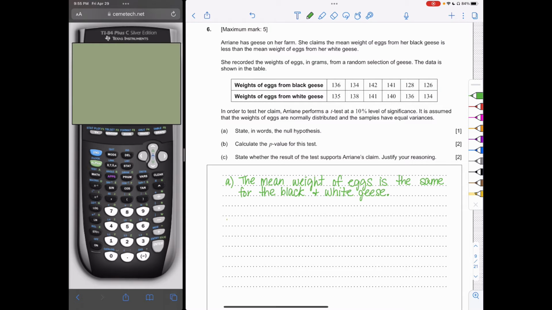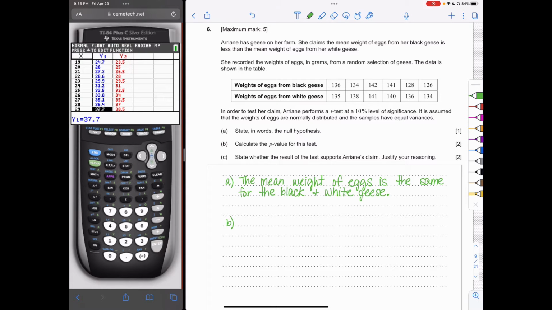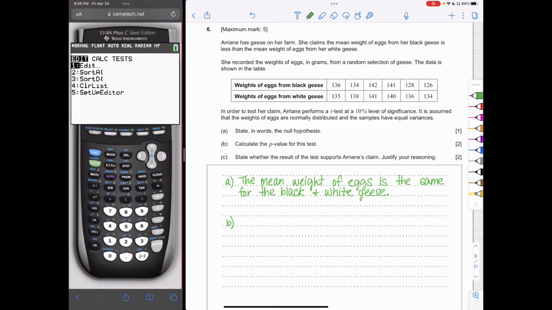All right. Part B, it says state the p-value. In order to state the p-value, we have to run a test. So we're going to go to stat, go to edit. We are going to clear out anything that may be in there. And then we're going to put the black geese information into L1. And then we're going to put the white geese information into L2.